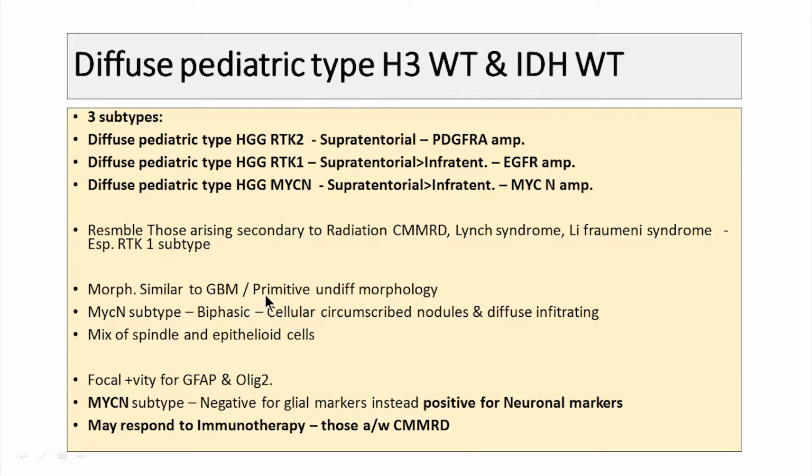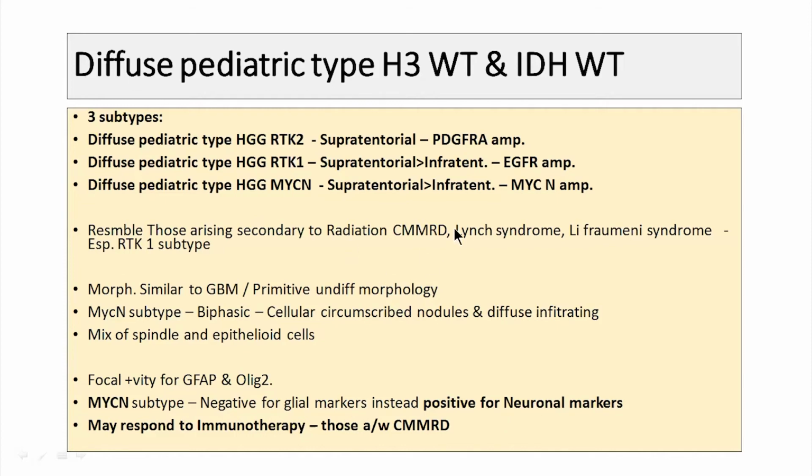Morphologically, they are very similar to GBM, or they may show primitive undifferentiated morphology as well. The MYCN subtype typically shows biphasic morphology, showing cellular circumscribed nodules and diffuse infiltrating patterns. So there will be a mix of spindle cells and epithelial cells in the MYCN subtype. GFAP and OLIG2 positivity will be focal, and the MYCN subtype will be negative for glial markers. Instead, they will be positive for neuronal markers.